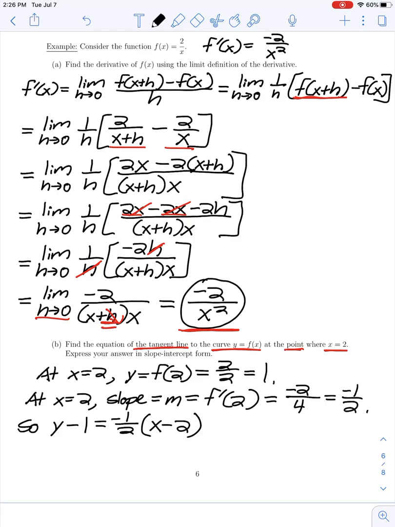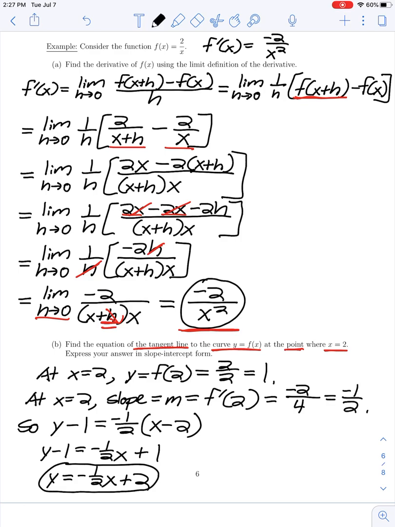So simplifying a little bit, we have y minus 1 is equal to negative 1/2 x plus 1 when we distribute our negative 1/2. And then solving for y, if we add 1 to both sides, we have negative 1/2 x plus 2. So this would be our tangent line. All right.